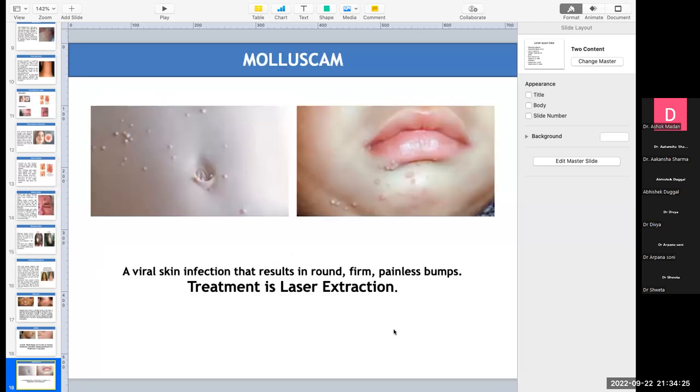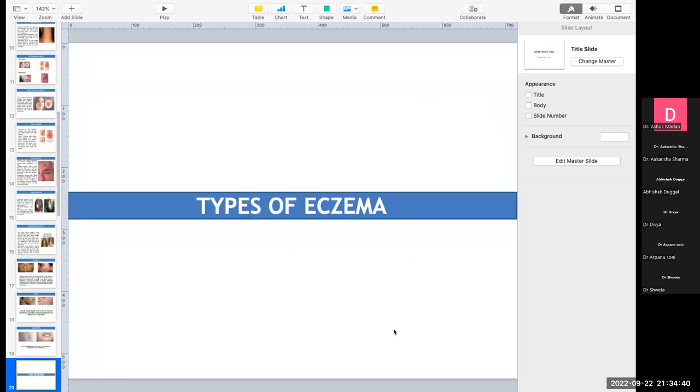Molluscum contagiosum is the next viral infection. This viral skin infection can result in round, firm, painless bumps. Treatment is extraction. Extraction we can do with needle extraction or laser extraction.